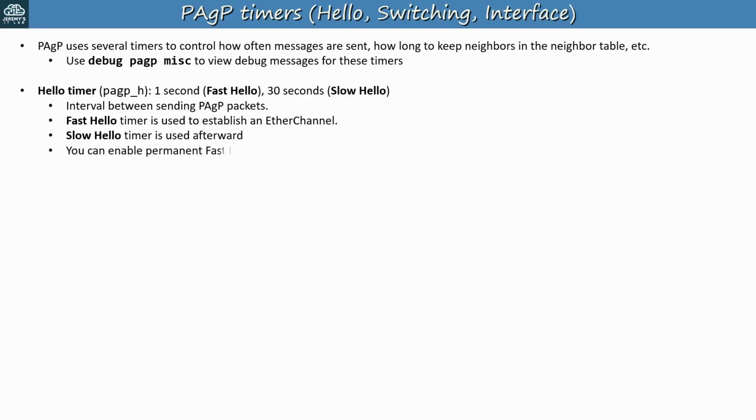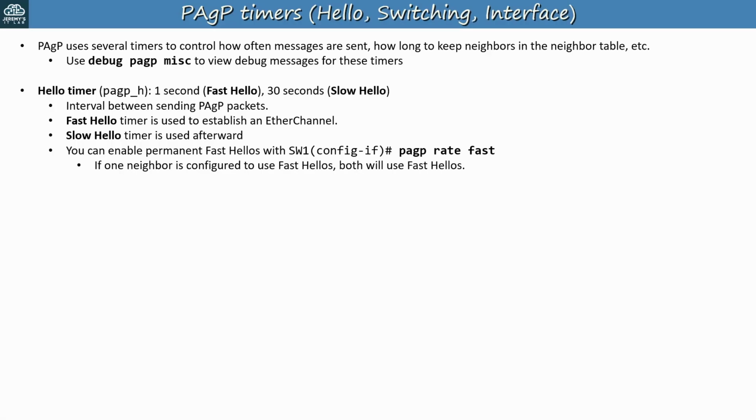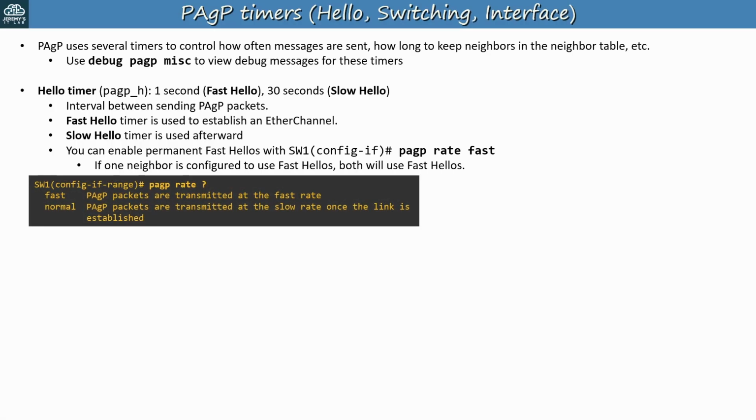However, you can enable permanent fast hellos with the command pagp rate fast in interface config mode. Note that if one neighbor is configured to use fast hellos, both will use fast hellos. The slow one will match the fast one's pace. Here's what the configuration looks like in the CLI. Normal is the default, and fast enables permanent fast hellos.